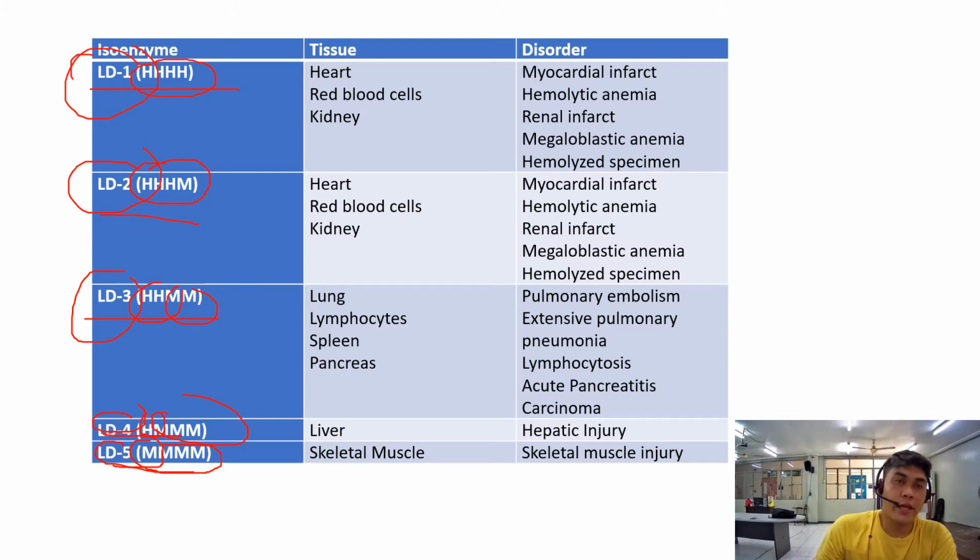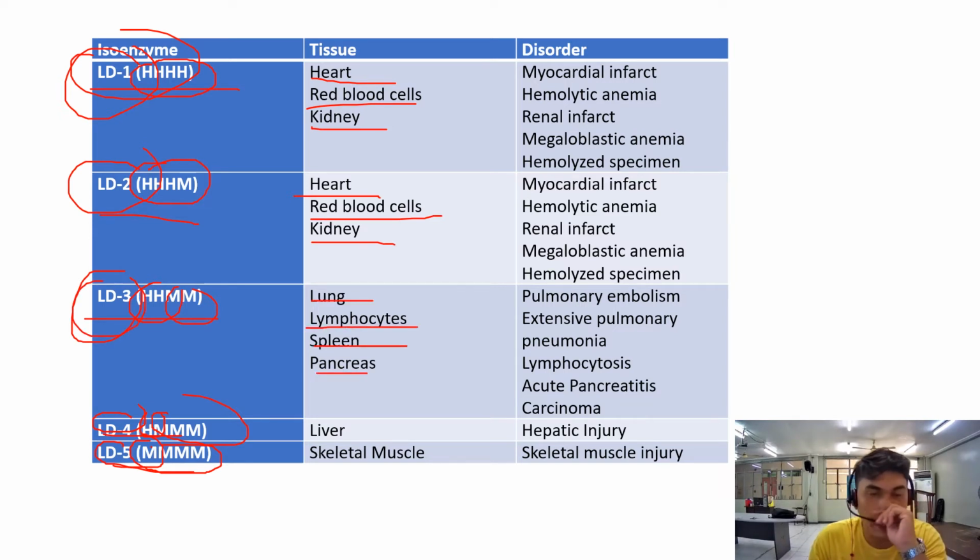For LD1, the major sources are the heart, red blood cells, and kidney. Same with LD2: heart, red blood cells, and kidney. For LD3, you have lungs, lymphocytes, spleen, and pancreas. For LD4, liver, and for LD5, liver and skeletal muscle.